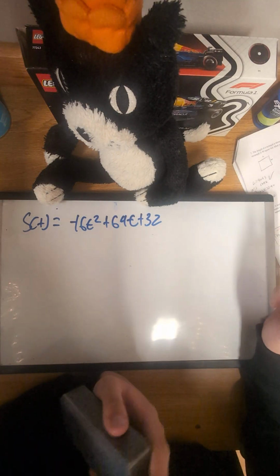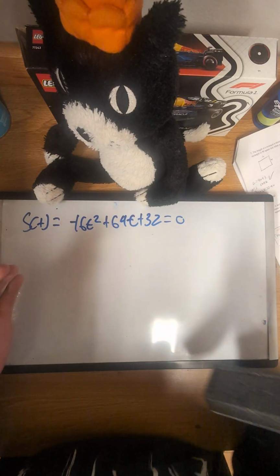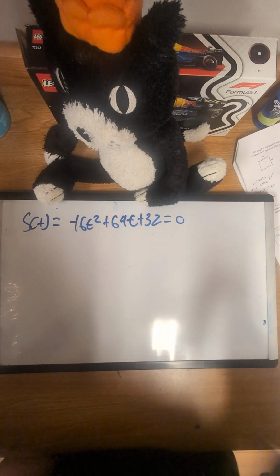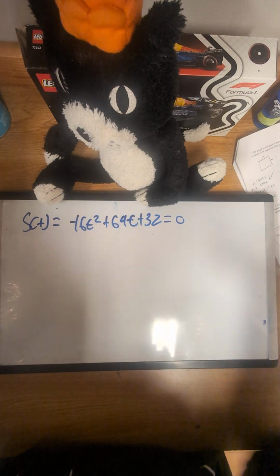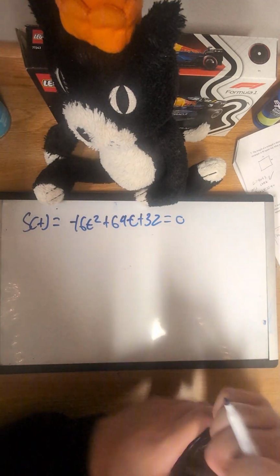So to solve this, we have to set this to 0. Why, you may ask? Well, you're asking for it to hit the ground. The height when it hits the ground is 0. So now that being said, we actually solve this equation.